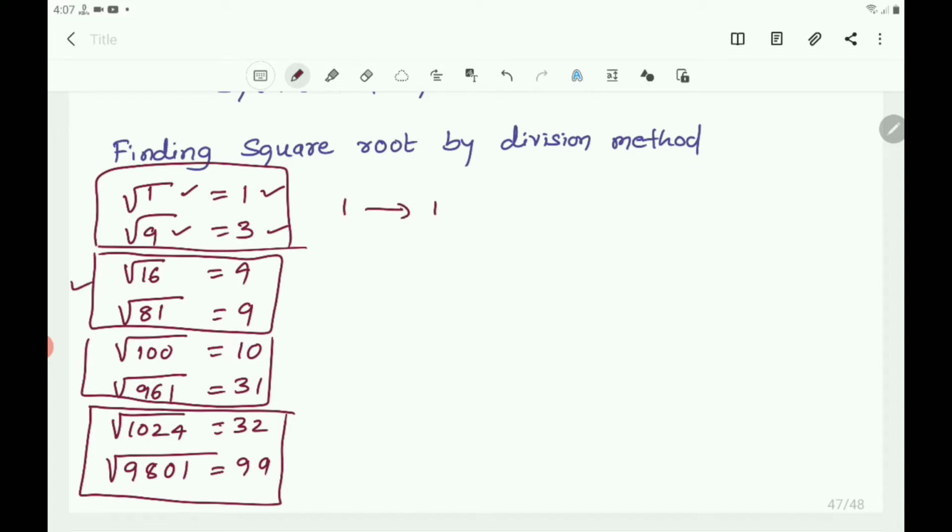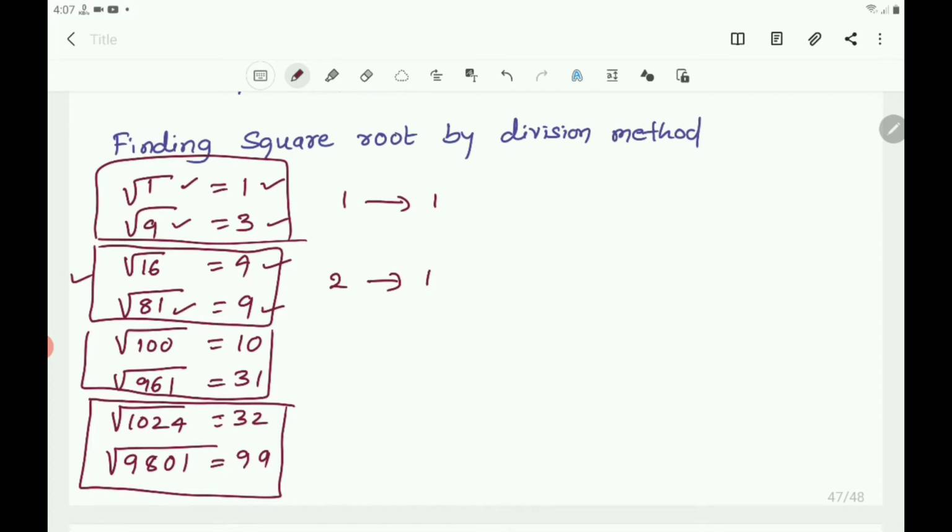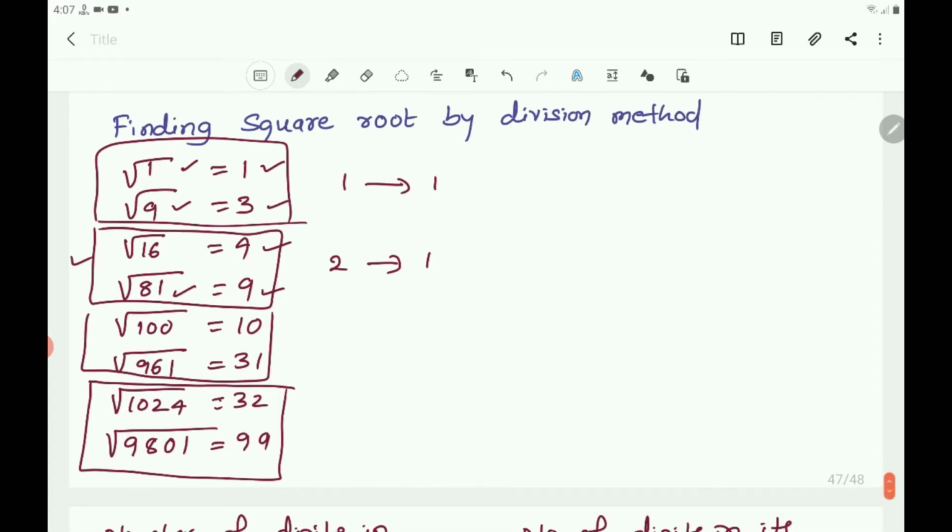Now in the second case, study 16 and 81. 16 is a 2-digit square number. It is the smallest square number with 2 digits and its root has only one digit. Next, 81 is the greatest 2-digit square number. Its root is 9. So here the square number has 2 digits and its root has only one digit.